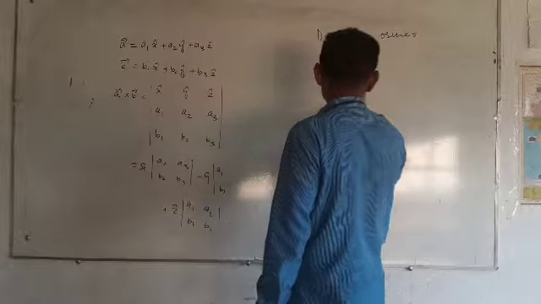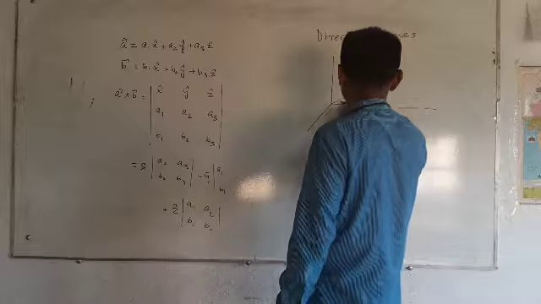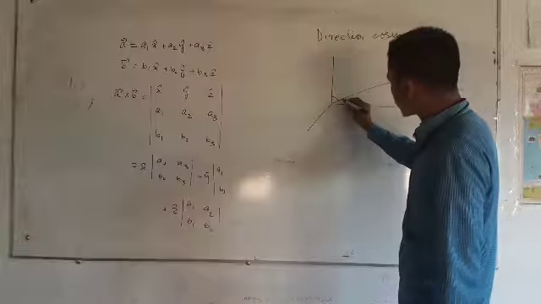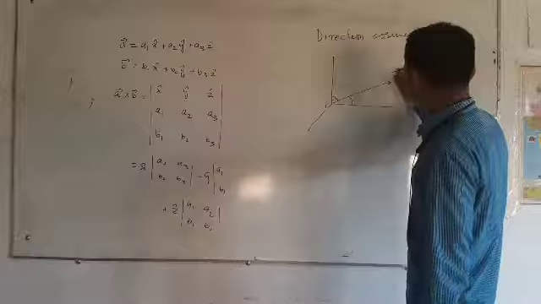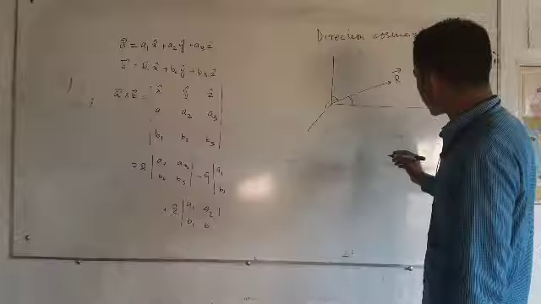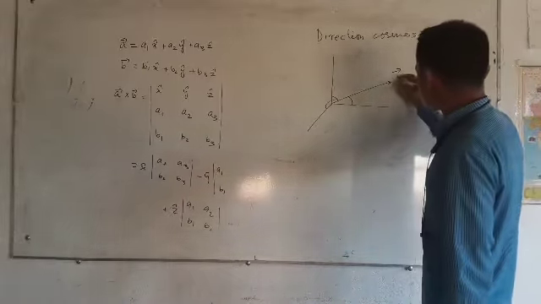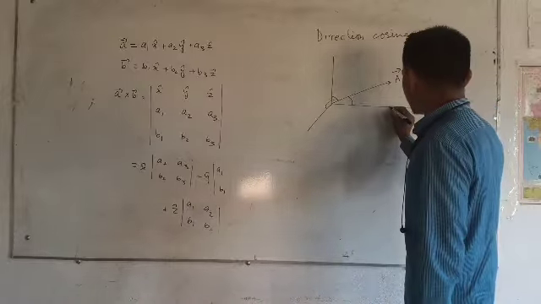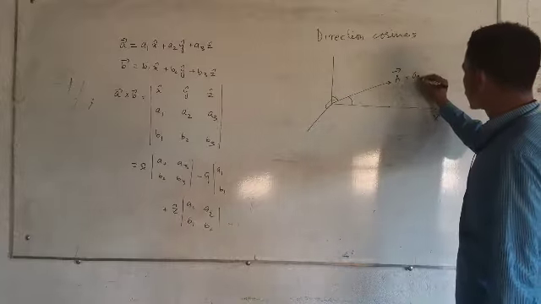So here there is a vector like this, and the angles are represented like this. This is the R vector. R vector in component form, let's say, is A vector along the x-axis. Its component is A1.